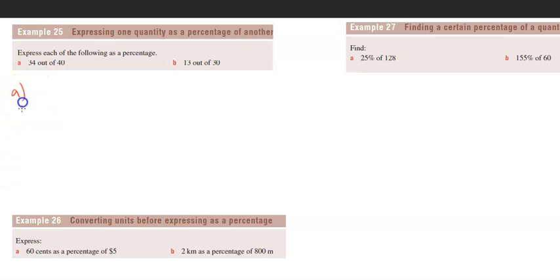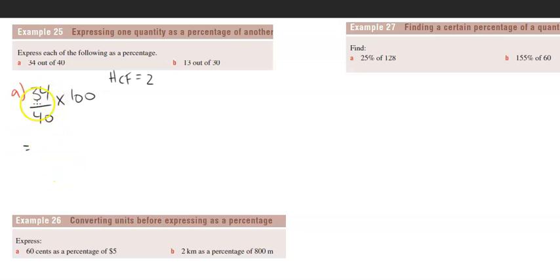The first one is 34 out of 40. In order to get this as a percentage, we're just going to times this by 100 and get a certain percent. But you'll realize that 34 out of 40 can actually be simplified. So the highest common factor between 34 and 40, because we know they're both even numbers, let's make 2 our highest common factor. It might not be the highest common factor, but it is a common factor between 34 and 40.